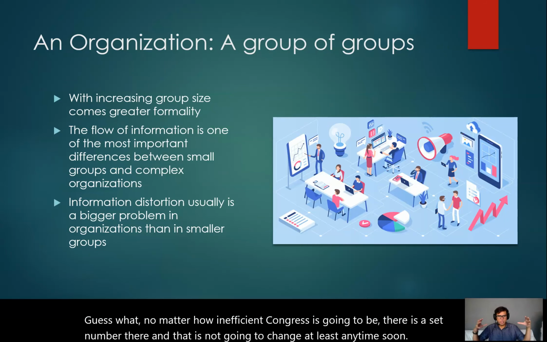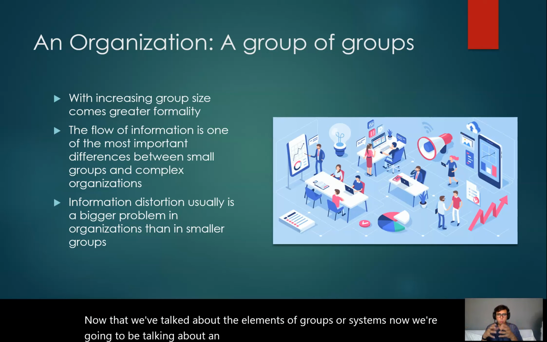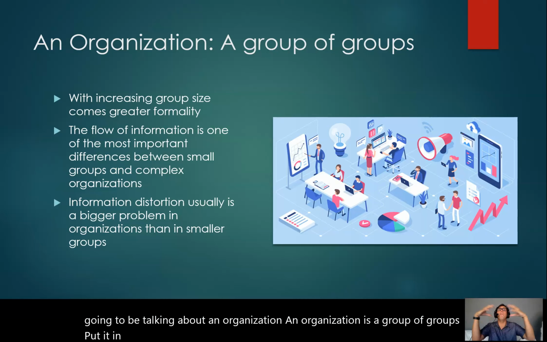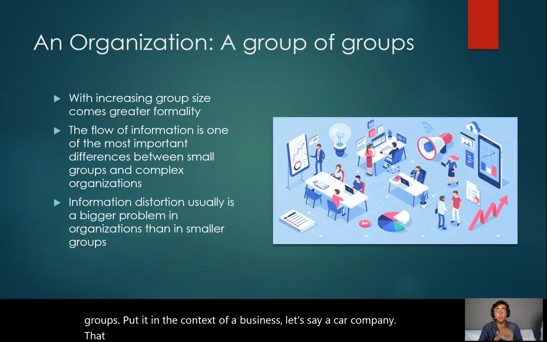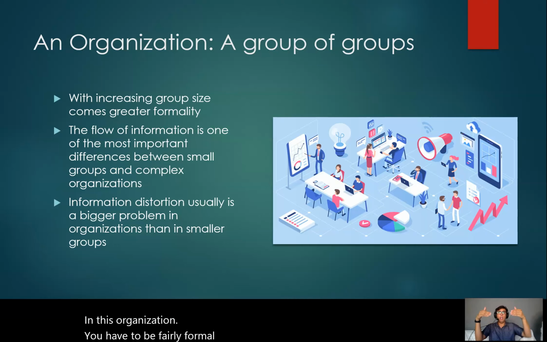Now that we've talked about the elements of groups or systems, now we are going to be talking about an organization. An organization is a group of groups. Put it in the context of a business. Let's say a car company. That is an organization. With increasing group size comes greater formality. In this organization, you have to be fairly formal because it is a company. It is a business.